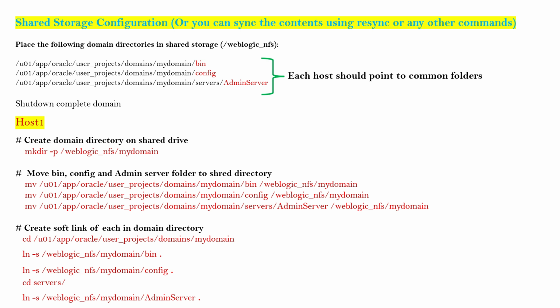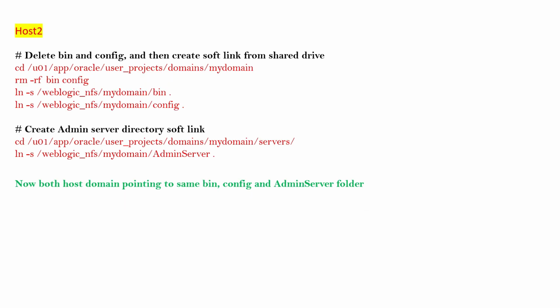So now I have the directories as soft links on my local file system as well. Whenever I run any command from this soft link, it will refer to the files that are there in the shared location. So for all three, I have created the soft links.